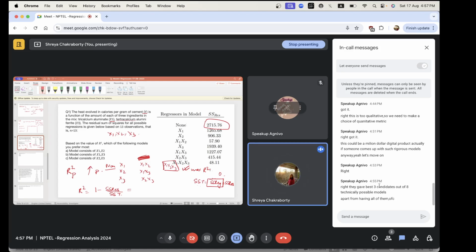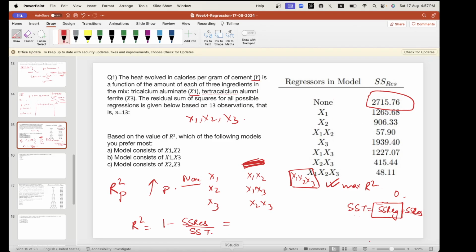Right, they gave best 3 candidates out of 8 technically possible models, apart from having all of them. What was the context for this one? Yes, so out of all the 8 possible models, we are going to find out the best ones, apart from having all of them, of course.